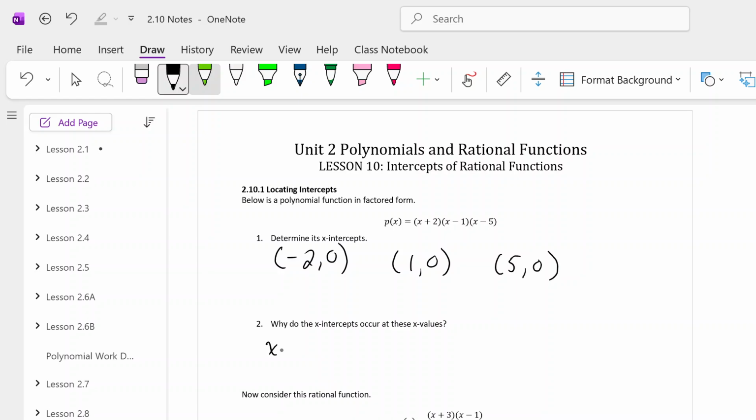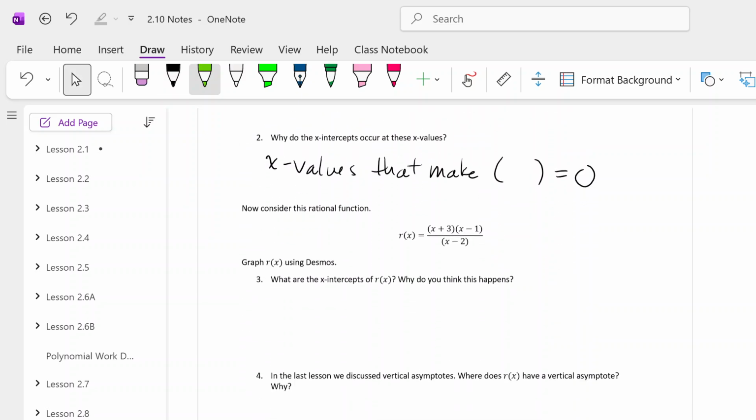And we've been talking about this for months now, is that these are the x values that make our parentheses equal to 0. So we know by definition an x-intercept is an x value that then has an output or an answer of 0. And if any one of these factors, like the first factor for example, if you put in negative 2, plus 2 becomes 0, you multiply it by anything else, it doesn't matter, your answer is still going to be 0, which means we found an x-intercept.